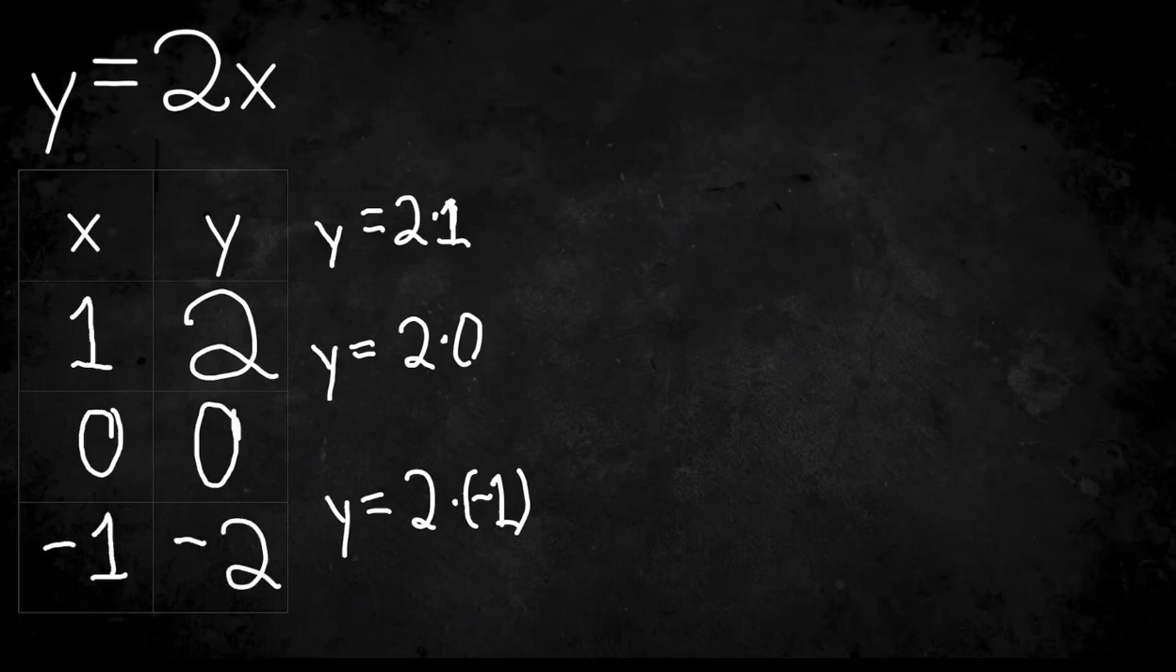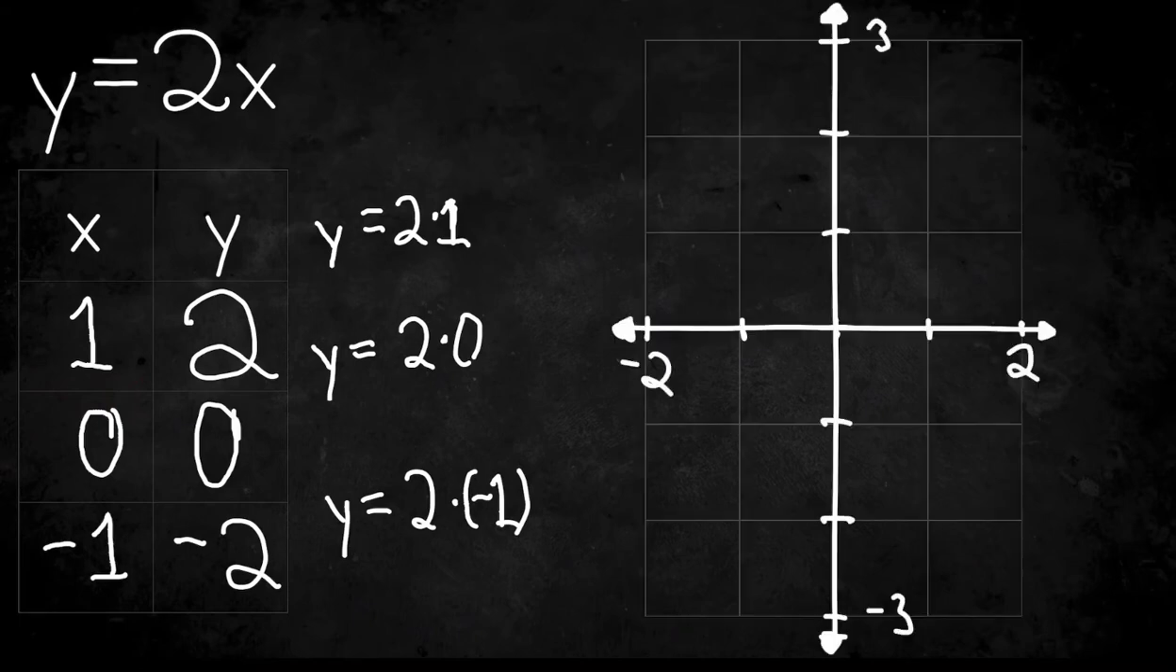Now here you see we have a pattern. Whenever you do this, you most likely will always see a pattern. In this case, for every 1 we subtract from x, we subtract 2 from the y, right? So now we're going to plot these numbers on a graph, as you see here. So let's graph it. We go right to the 1, and we go up 2.